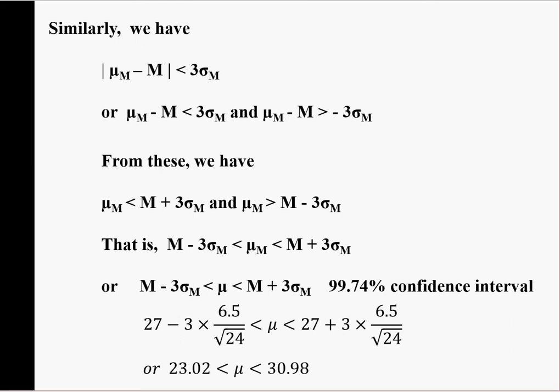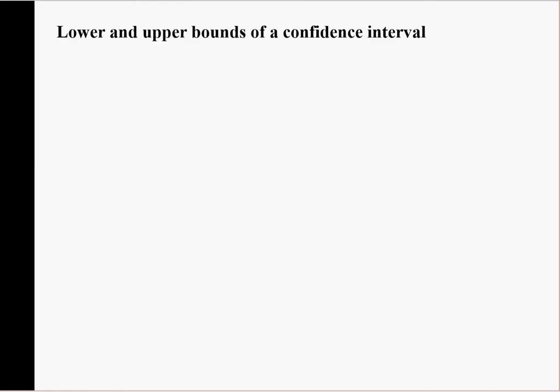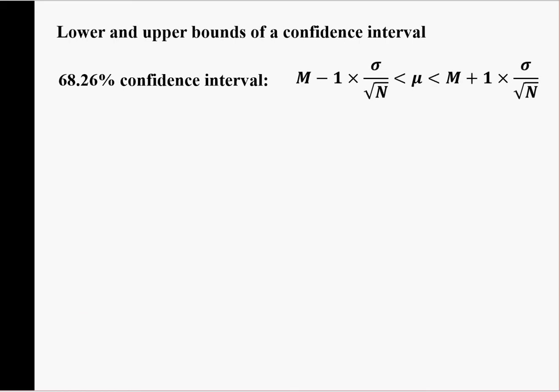Okay, now let's summarize what we have done. What we have done here is find the lower bound and upper bound of a confidence interval. For the 68.26% confidence interval, what we did is to find that the population mean is enclosed within this lower bound and upper bound. The lower bound is mean minus 1 times standard error, and the upper bound is the mean plus 1 standard error.